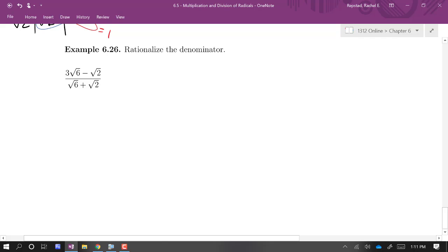Okay, so let's do another one. We need to rationalize this, and actually let me leave some space for what we're going to do. Our same technique will work. I've got the square root of 6 plus the square root of 2, so I'm going to multiply the top and the bottom by the conjugate of the denominator. So I'm going to multiply by the square root of 6 minus the square root of 2.